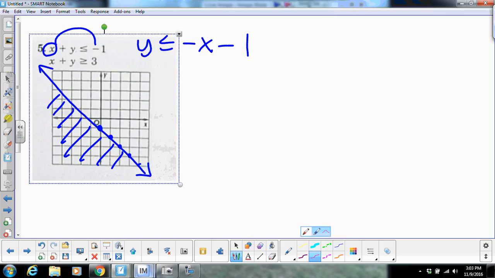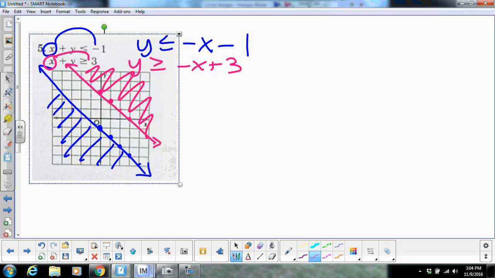Okay, for the second one, y is going to be greater than or equal to -x plus 3. So I'm going to start at 3. And again, it's a -x. Now, you will notice that these have the same slope, so that does result in parallel lines. Okay, the second one is greater than, so I'm going to shade above.